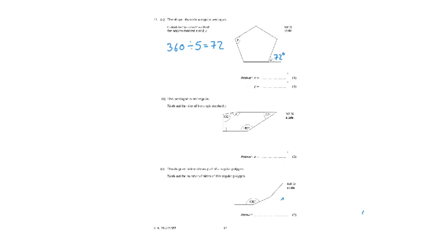And it's a regular pentagon, so they're all the same size, so that one will be 108, which means Y will be 108 because they add up to 180. So X is 72, Y is 108.